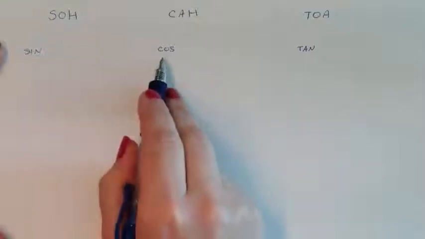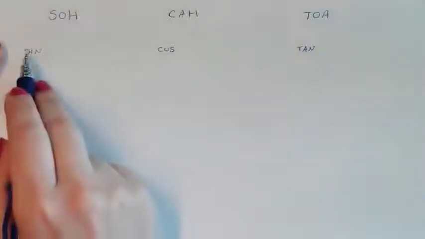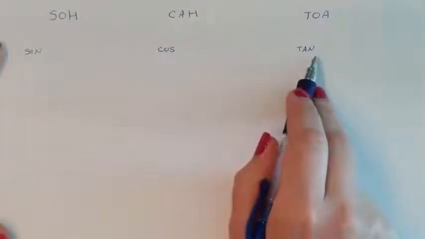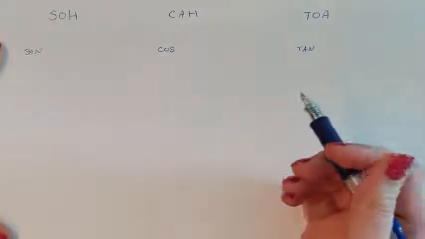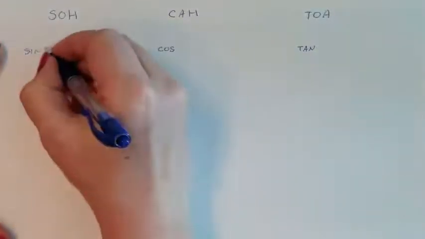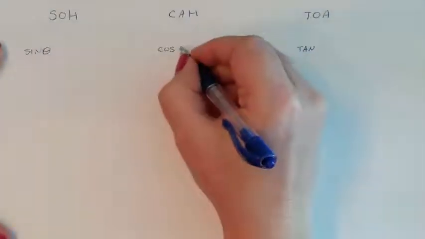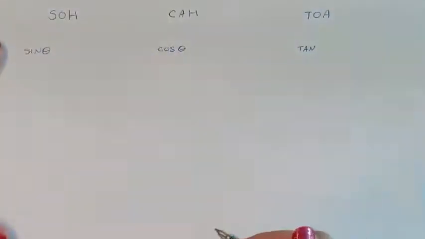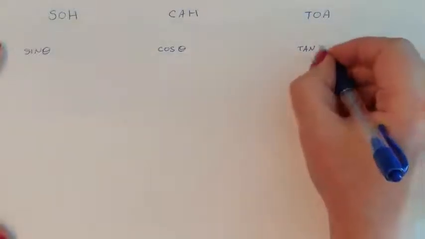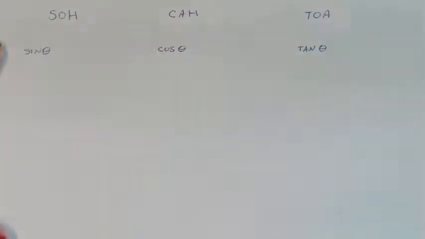So sine, cosine, and tangent. These all have to do with angles. The symbol that we use for angle is theta. So sine of theta, sine of an angle, cosine of theta, cosine of whatever angle I tell you, and then tangent of theta, tangent of the angle I'm going to tell you.